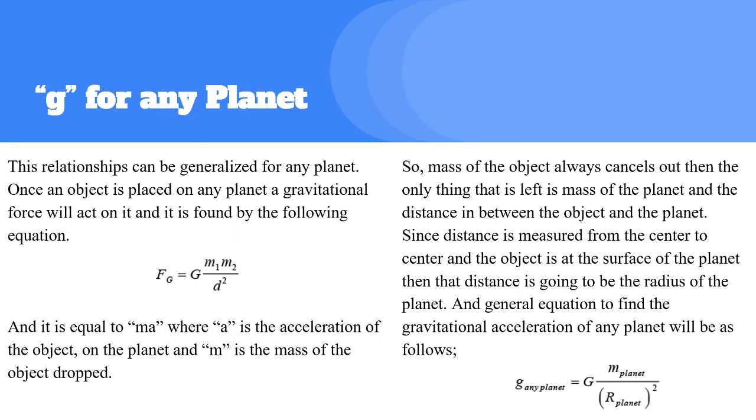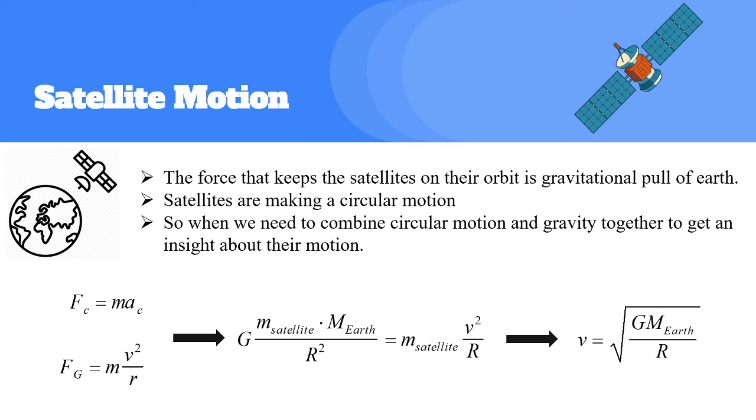Just like this, you can set up this equation for any planet. The gravitational acceleration of any planet is the gravitational force constant times the mass of the planet that you're on, divided by the square of the radius of that planet. So that's how we find the gravity on any planet.